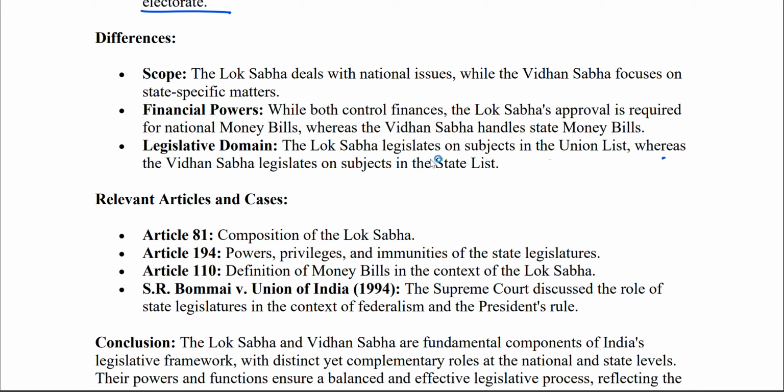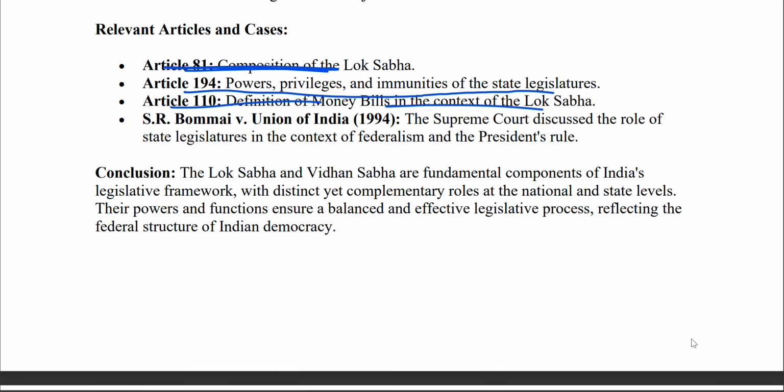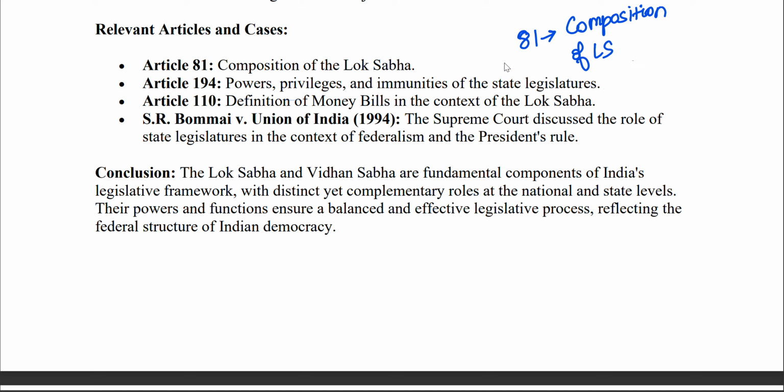Relevant articles: Article 110 is related to the money bills. Powers, privileges and immunities of the state legislature. Composition of Lok Sabha: Article 81 is very important over here. So Article 81 is nothing but the composition of Lok Sabha. Article 194 is the powers, privileges and immunities of the state legislature, and 110 is money bills in the context of the Lok Sabha.